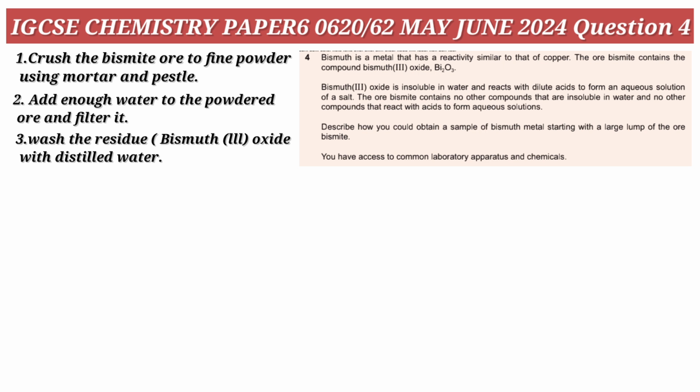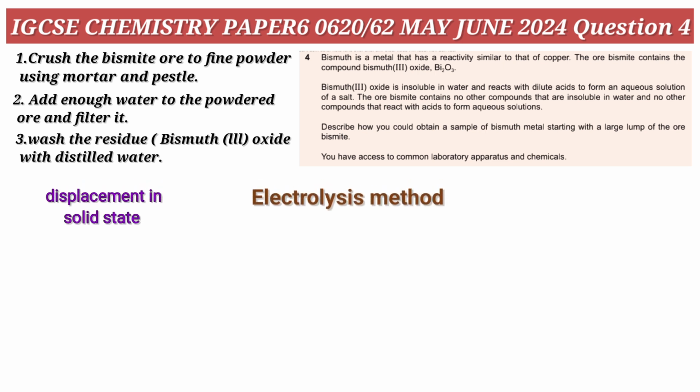I will be giving here different methods in which we can proceed further to obtain bismuth metal. You are supposed to write one method out of these. First 3 steps will be common to all these methods. 3 methods are displacement in solid state, electrolysis method and displacement from aqueous solution.